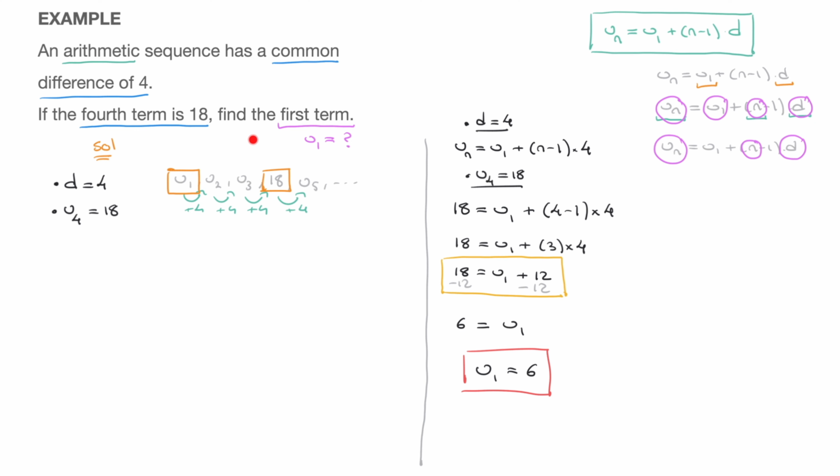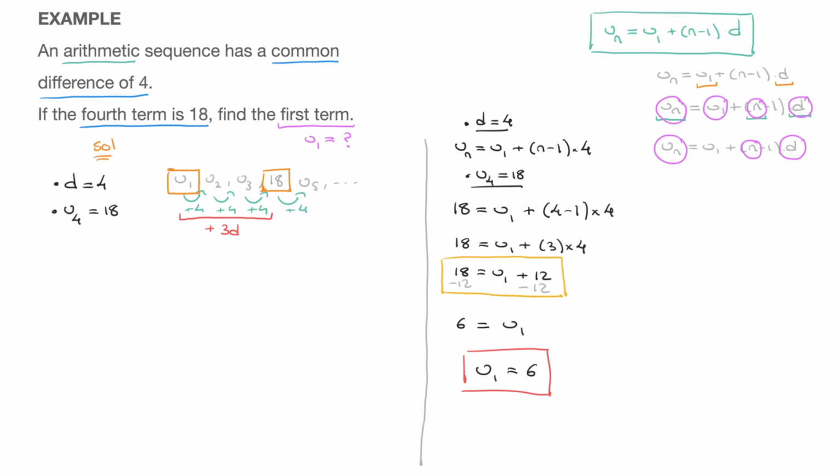And looking at what we have here, it's quite clear that to get from the first term to the 4th term, we've added the common difference 4, 1, 2, 3 times. In fact, I could annotate that underneath there. To get from the first term to the 4th term, we've added 3 times the common difference d, which remember is 4. And now using all of this, that allows us to quickly state that the 4th term, u sub 4, is equal to the first term plus 3 times the common difference d.